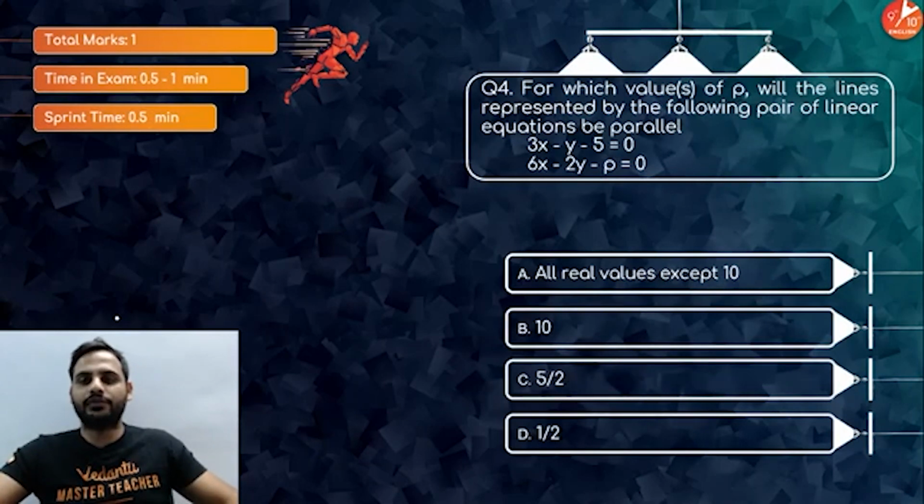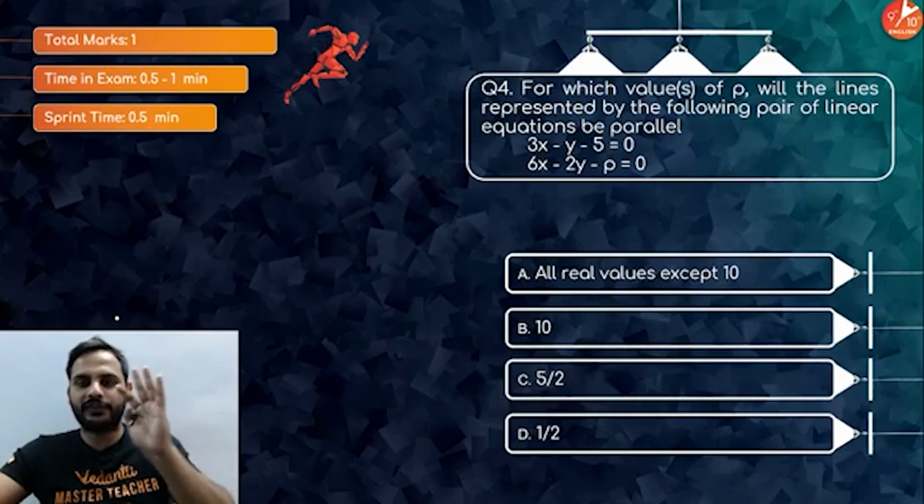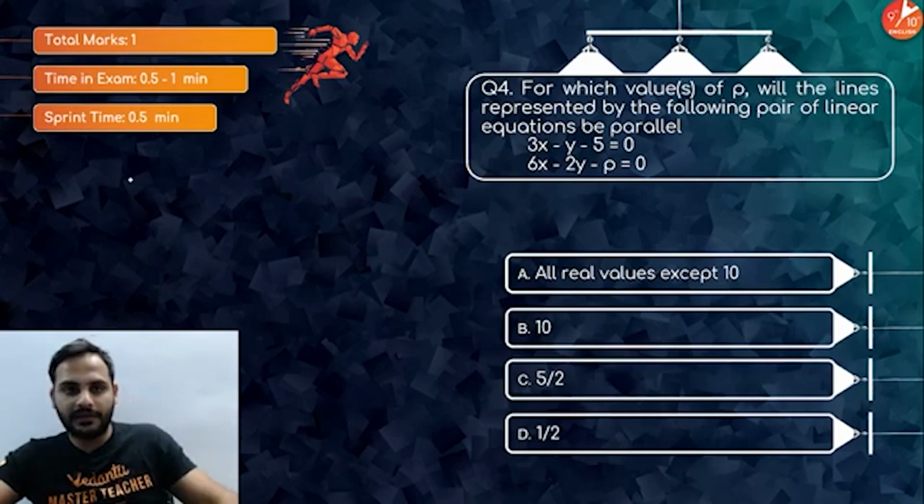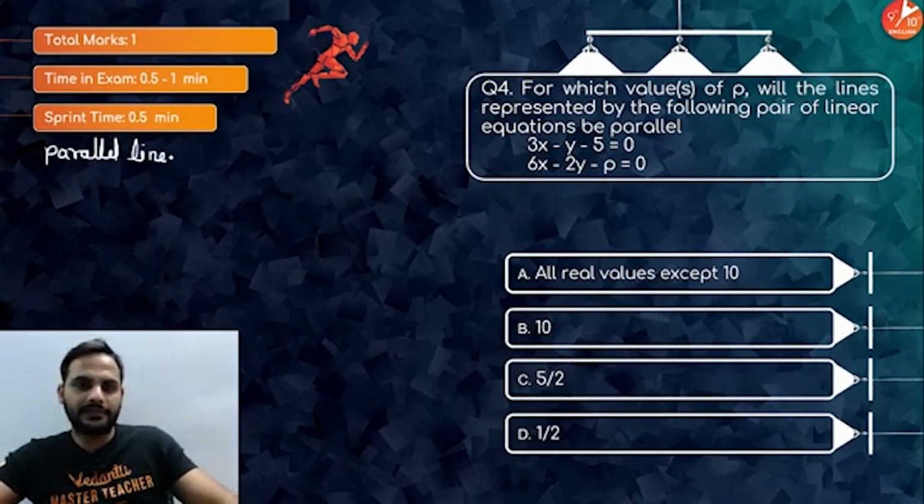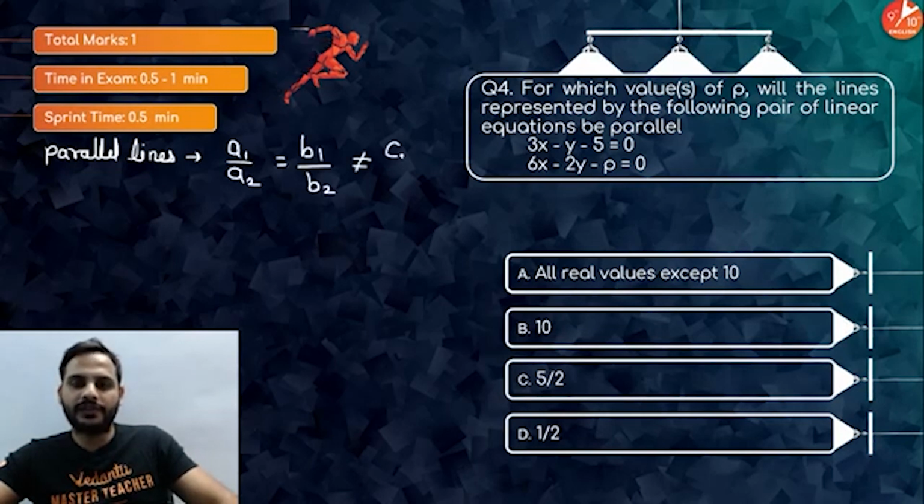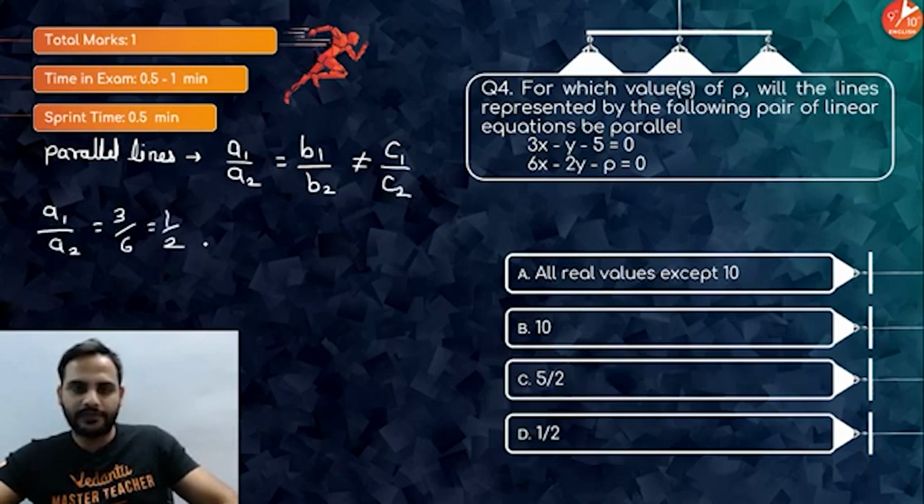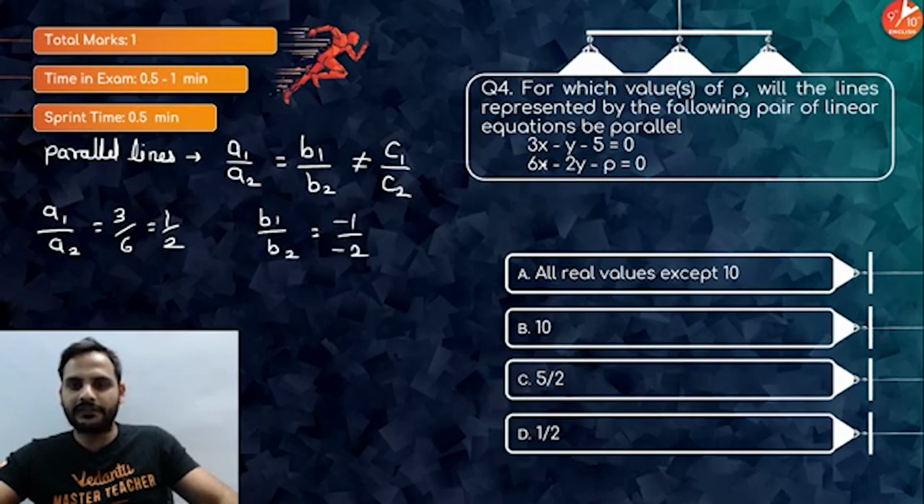Now, for which value or values of p will the lines represented by the following pair of equations be parallel? Parallel. So for parallel lines, what is the condition? For parallel lines, the condition is a1 by a2 is equal to b1 by b2 is not equal to c1 by c2. Okay? So what is a1 by a2? a1 by a2 is 3 by 6, which is 1 by 2. What is b1 by b2? b1 by b2 is minus 1 upon minus 2, which is again 1 by 2, negative, negative got cancelled.